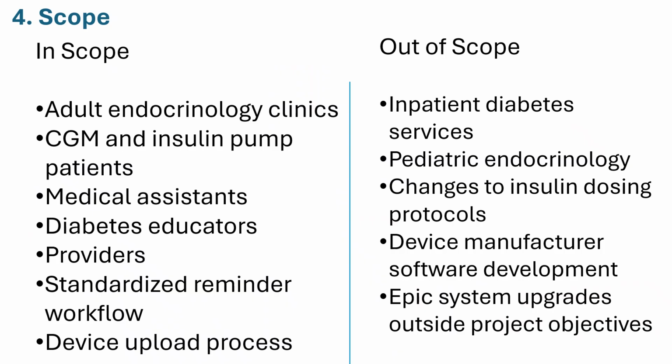Scope is one of my favorite sections because it helps prevent one of the biggest challenges in project management, scope creep. Scope simply answers two questions: what's included and what's intentionally not included. In this example, we're focusing on adult clinics, patients using diabetes devices, and improving reminder and upload workflows. At the same time, we are intentionally excluding inpatient diabetes devices, pediatric endocrinology, insulin dosing changes, and larger system upgrades.